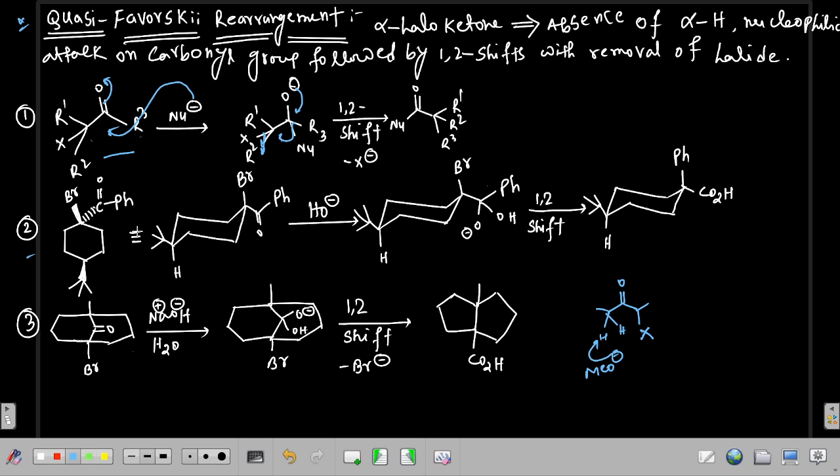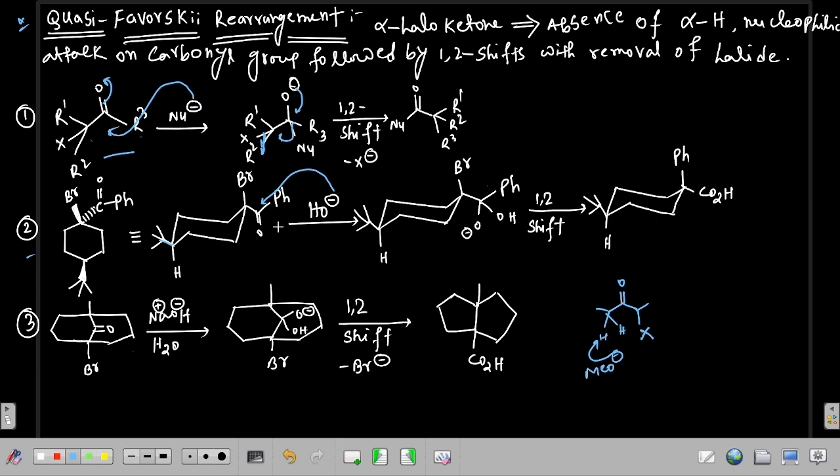Next example. Here you see this bromine and this tert-butyl group are in the same plane. The tert-butyl group is above the plane, this bromide group is above the plane, and this COPh group is above the plane, because we are converting this cyclohexane derivative to the chair conformation. Now we are reacting this species with a nucleophile, hydroxide.